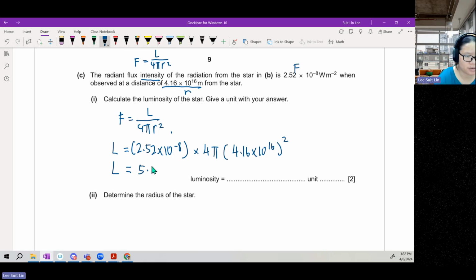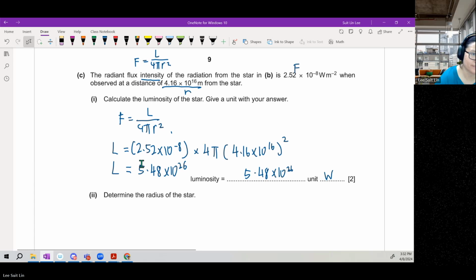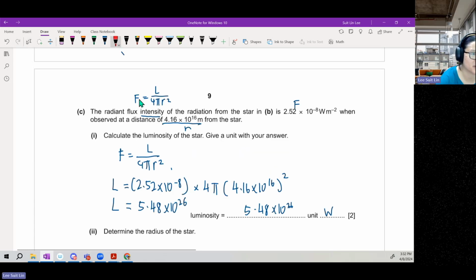I press correctly. 5.48 times 10 to the power of 26. What? So radiant flux intensity is still intensity. Intensity is power over area. Okay, so please don't come up with weird names. Or you could see there's a unit here. Watt per meter square. So L will be what?